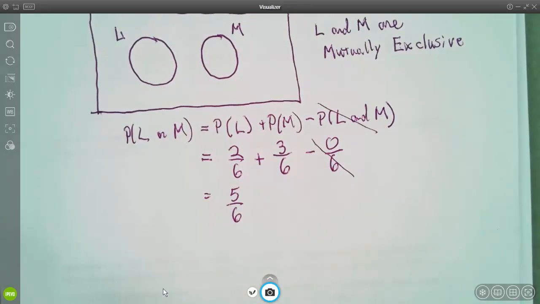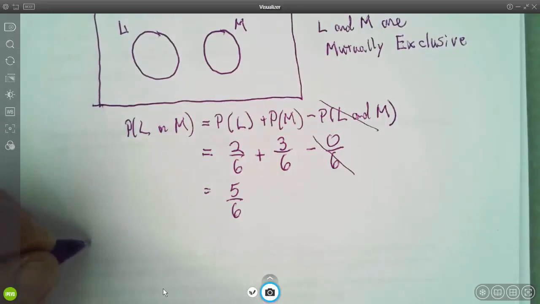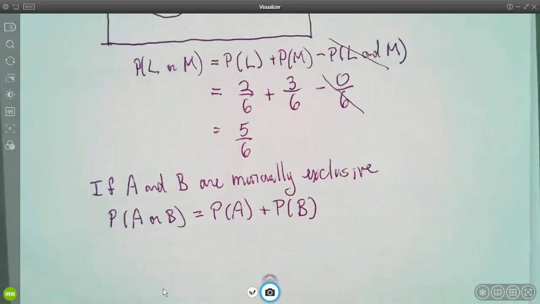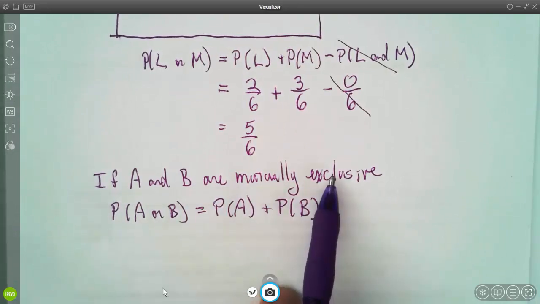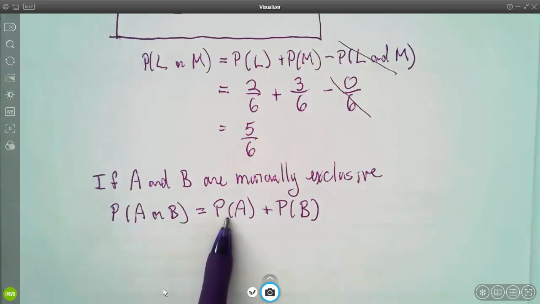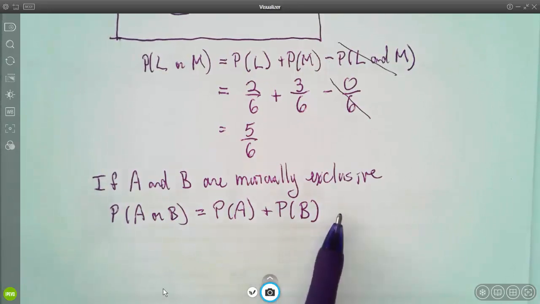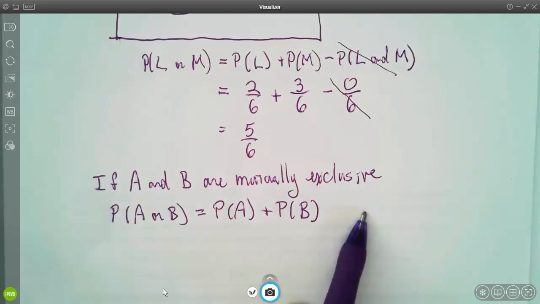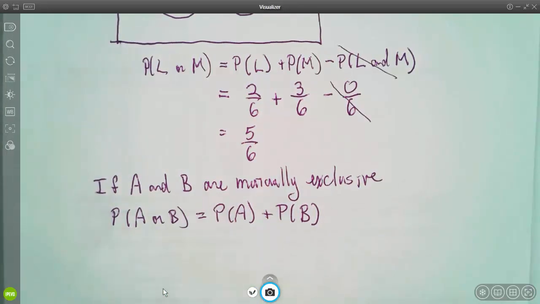Well, the bottom line is this. If A and B cannot happen together, then we say that they're mutually exclusive. And in that one case, if A and B are mutually exclusive, then the probability that either A or B occurs is simply the probability of A plus the probability of B. It would also be true to say it minus the probability of A and B, but mutually exclusive simply means that the probability of A and B occurring together is 0.